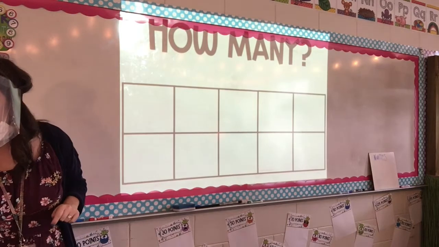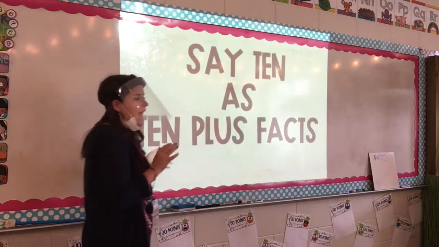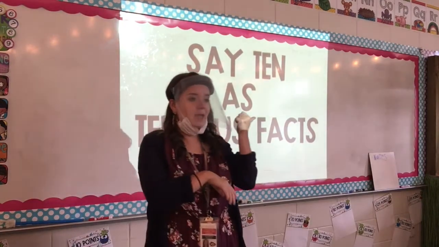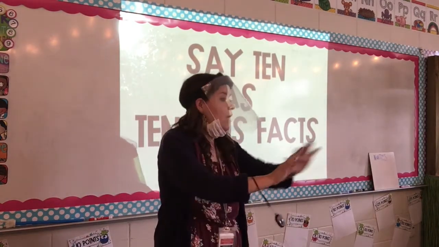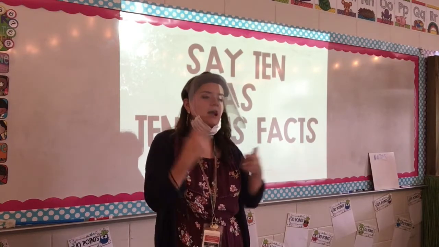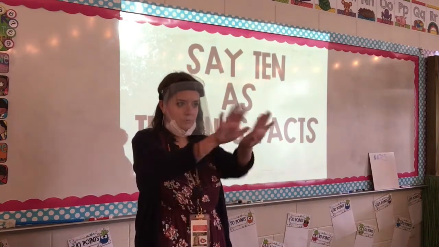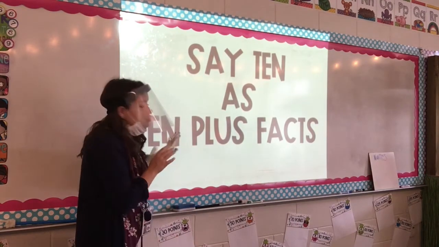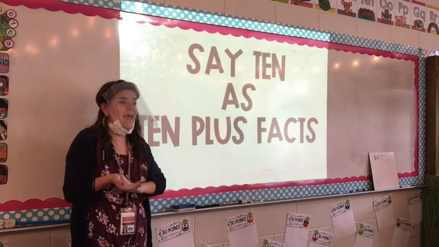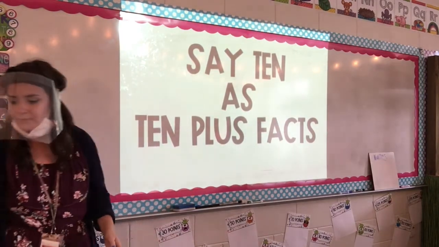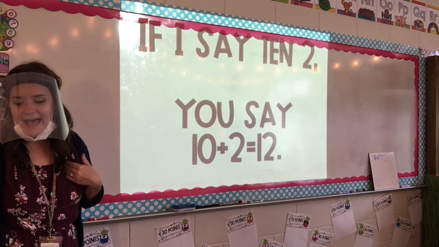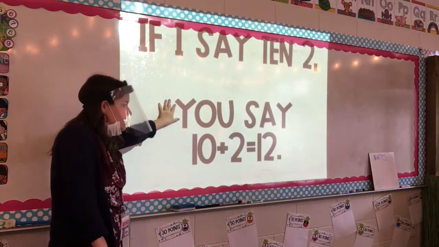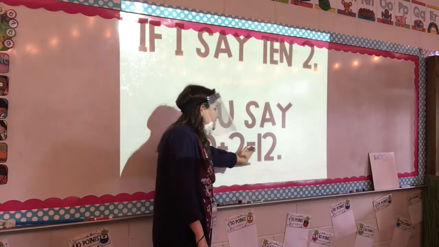The next thing that I want to do is teach you how to do the say 10 way. We're going to look at numbers, and we're going to read them the normal way, which is what you already know. And then I'm going to teach you another way to read the numbers. Put your markers down, okay? We call it the say 10 way. So if I say 10, 2, you say 10 plus 2 equals 12.